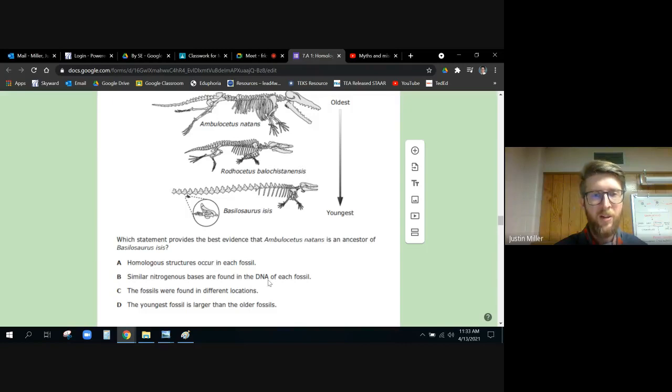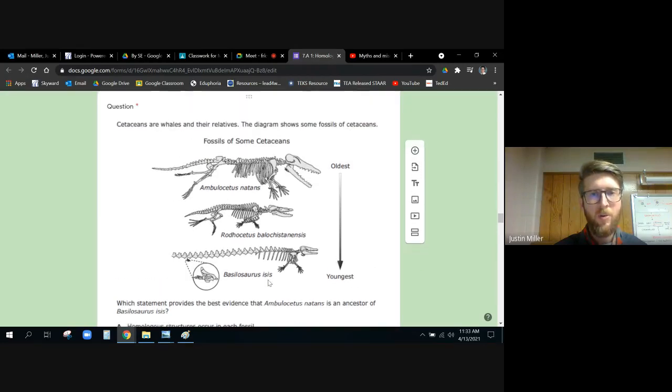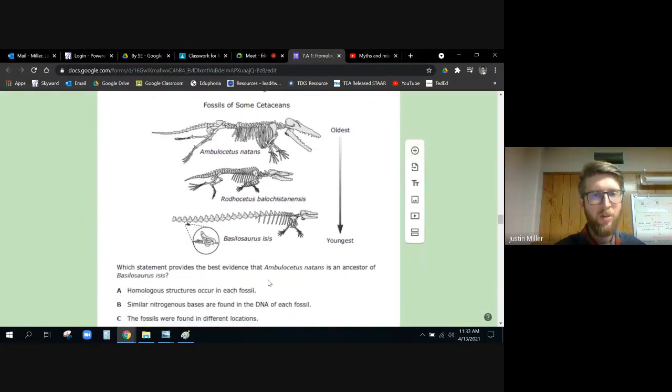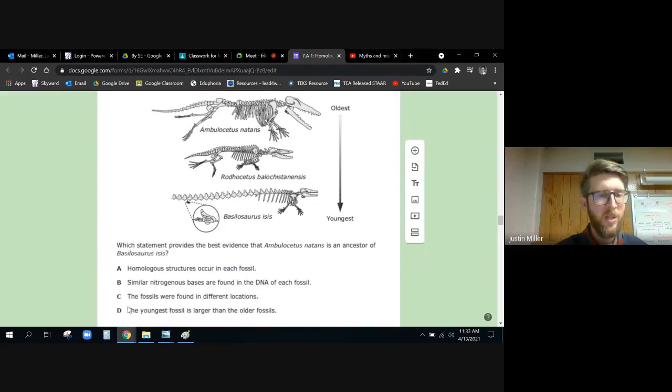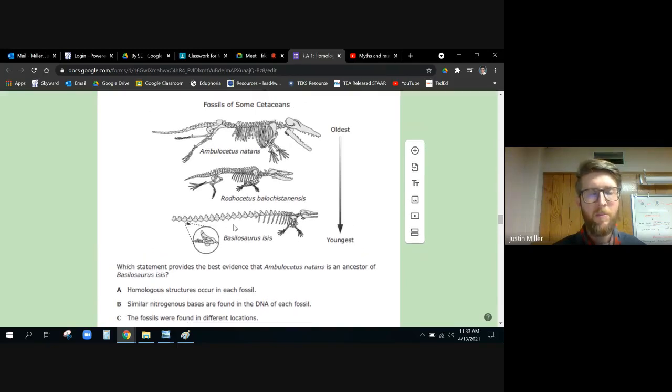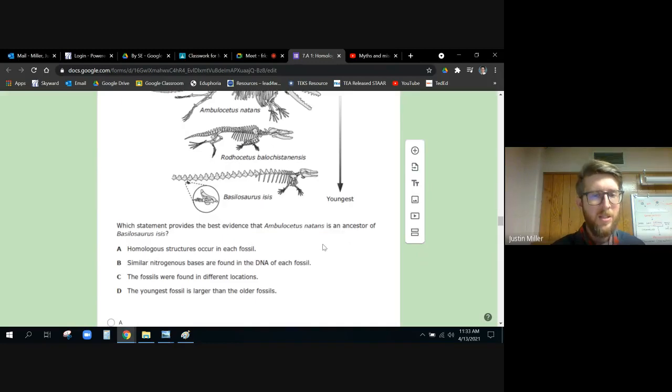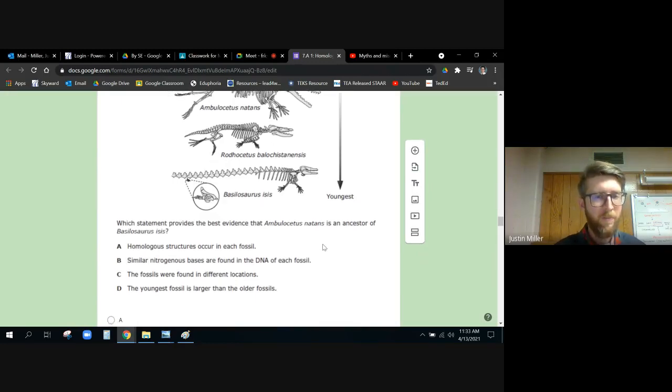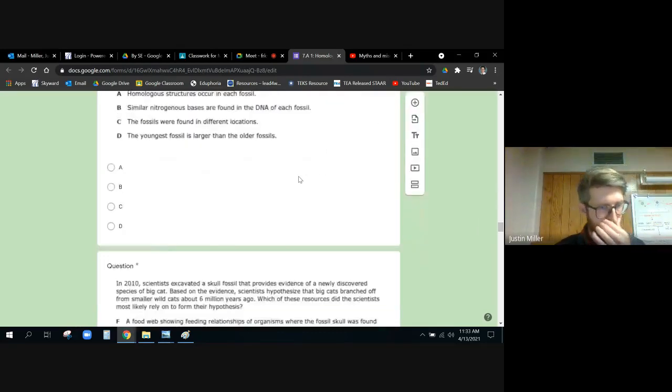The fossils were found in different locations. We don't know where they were found. We don't know if they were found in different locations, so it's not C. And the youngest fossil is larger than the older fossils. Even if it was, that doesn't necessarily mean anything about them being related, just because it's smaller or larger.